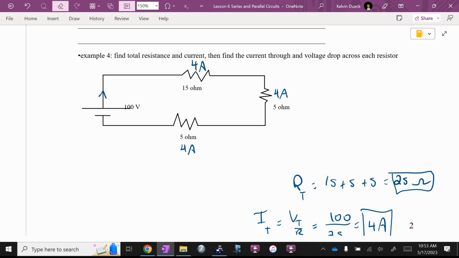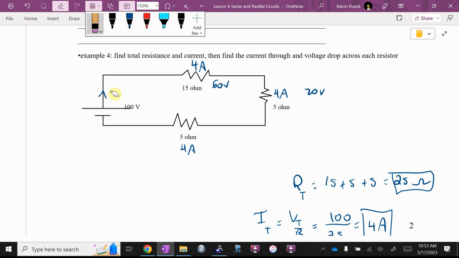I know two things. How many volts are we using in that top resistor? I times R, 60, yes? How many volts in the right-hand resistor? And then I have a choice. I could either use the ski method. I could go, 100 minus 60 minus 20 leaves 20. Or I could go I times R and also get 20. I would probably do both because if I get the same answer both ways, I'm probably right.